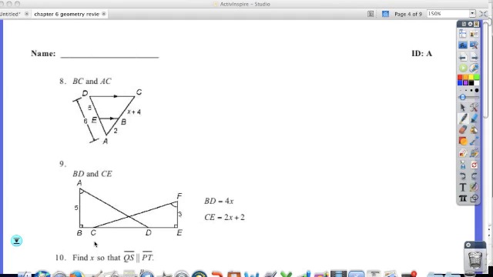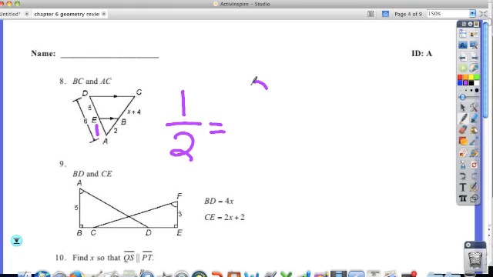Find x and the measures of the indicated parts, BC and AC. Okay, if this is 5, what's this little bit? Well, that says 6. Oh, 1. So, Ritz Cracker, you want to set one up for me? Sure. Then that means that 1 over 2 is equal to 5 over x plus 4.